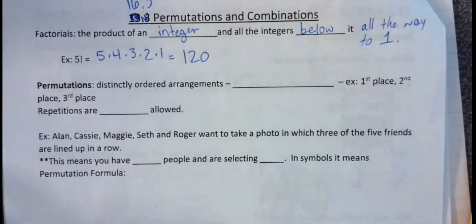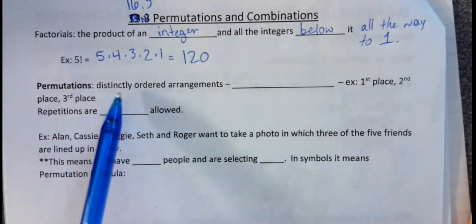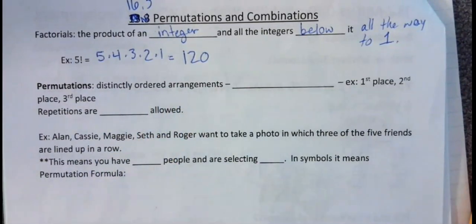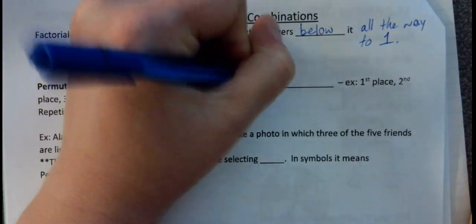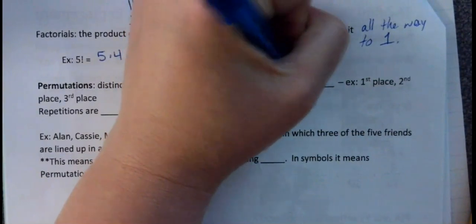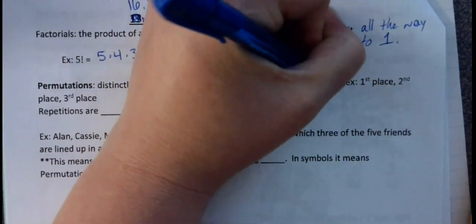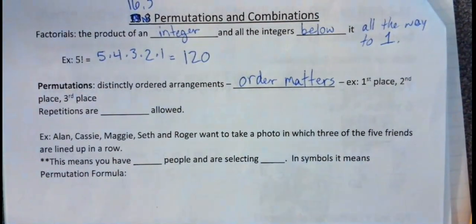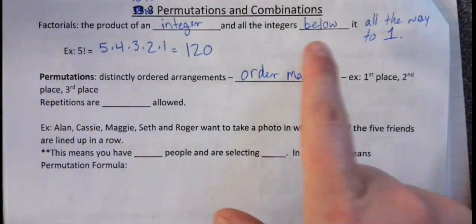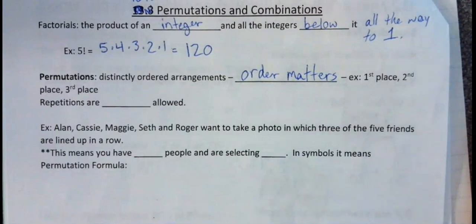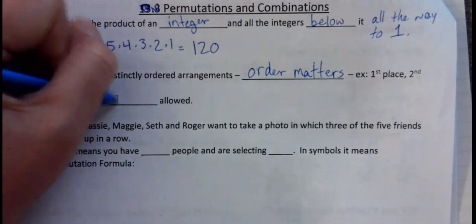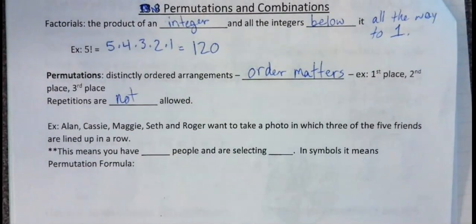All right, so permutations are distinctly ordered arrangements. What that means is that the order matters. For permutations, order matters. For combinations, order does not matter. But for this one, order matters. So for example, you have 10 people. What arrangements of them getting first, second, and third place could there be if there's a race? And repetitions are not allowed because the order matters.